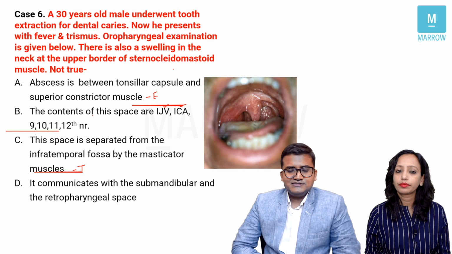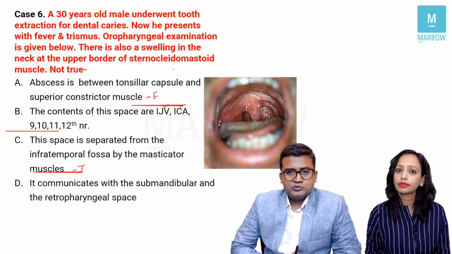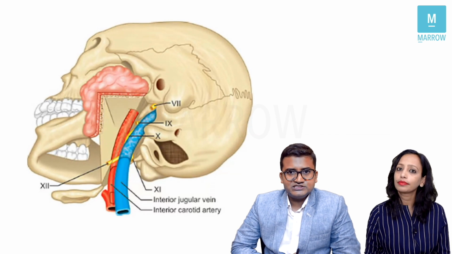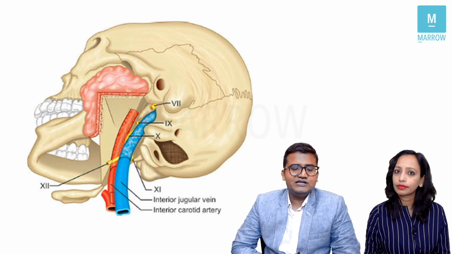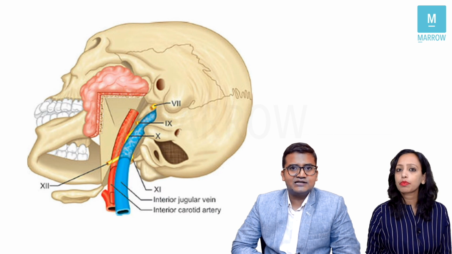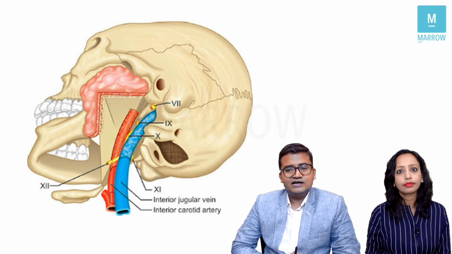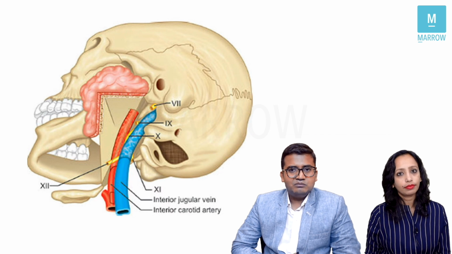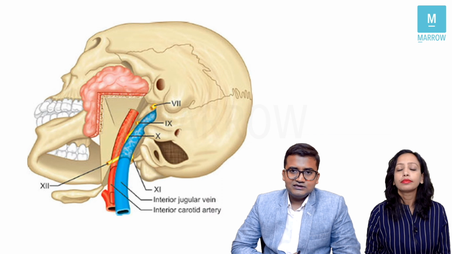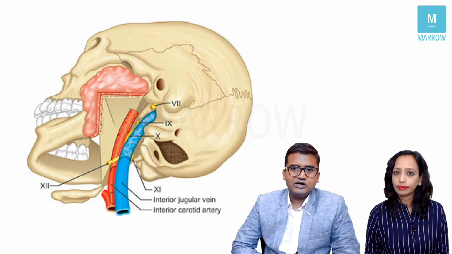So to summarize about the parapharyngeal space, please remember the boundaries of the parapharyngeal space. Medially, you have the buccopharyngeal fascia, that is the lateral part of the pharynx, and laterally we have the mandible bone, masseter, medial pterygoid muscle, and the parotid gland. Superiorly, the base of skull, inferiorly to the hyoid bone.